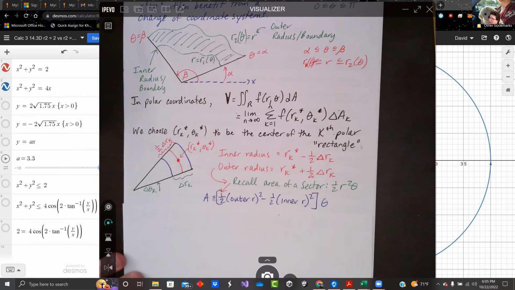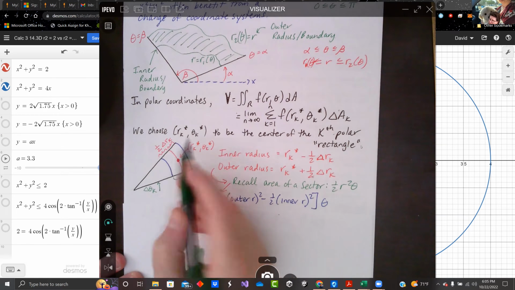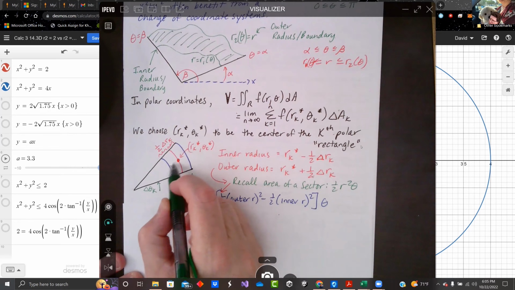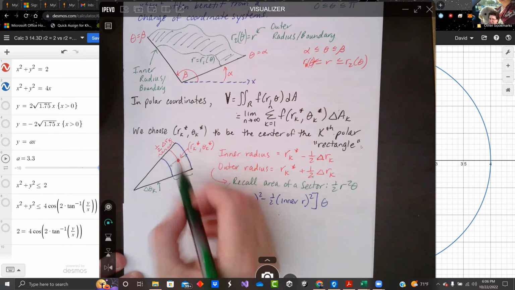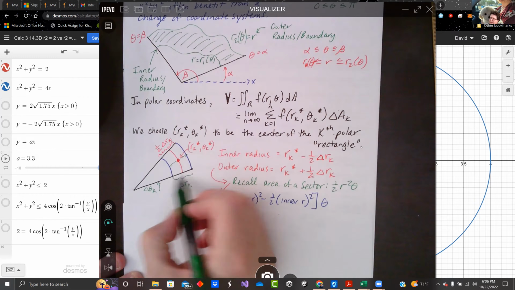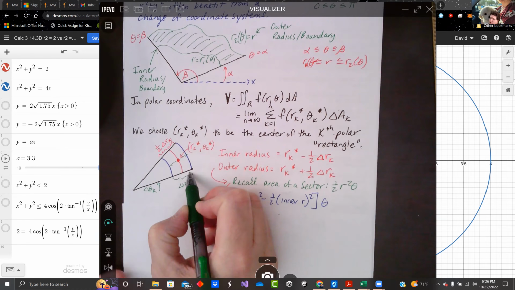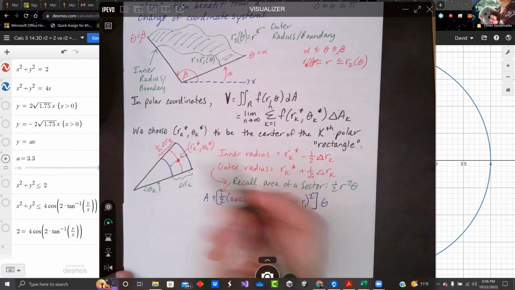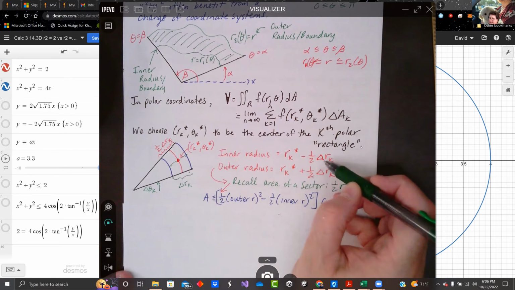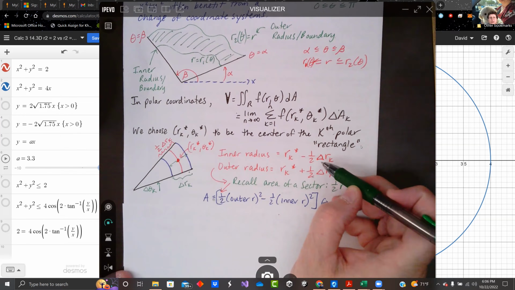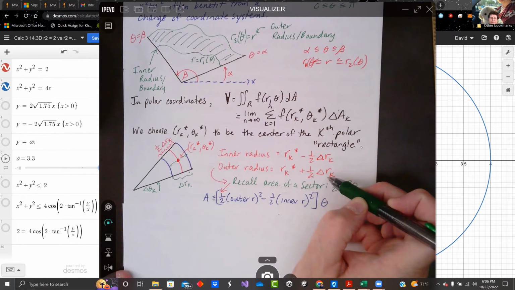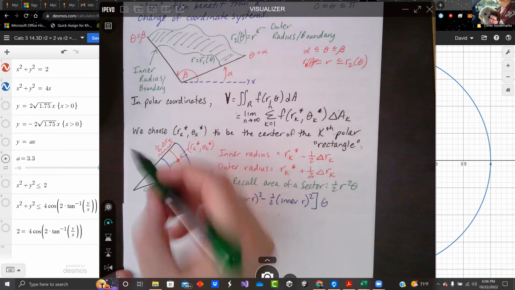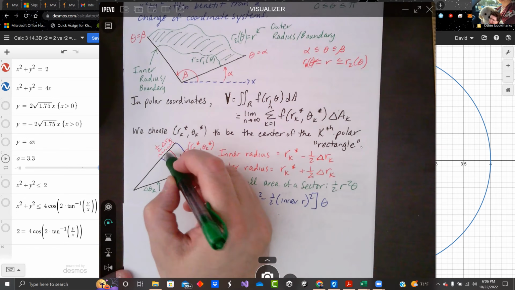We want the center. You'll see that going this way or that way, each is 1/2 of delta r_k, since this full distance right here is delta r_k. So if we're doing it at this point, the inner radius is r_k minus 1/2 delta r_k, and the outer radius is r_k plus 1/2 delta r_k. We are looking at the area of this sector right here.